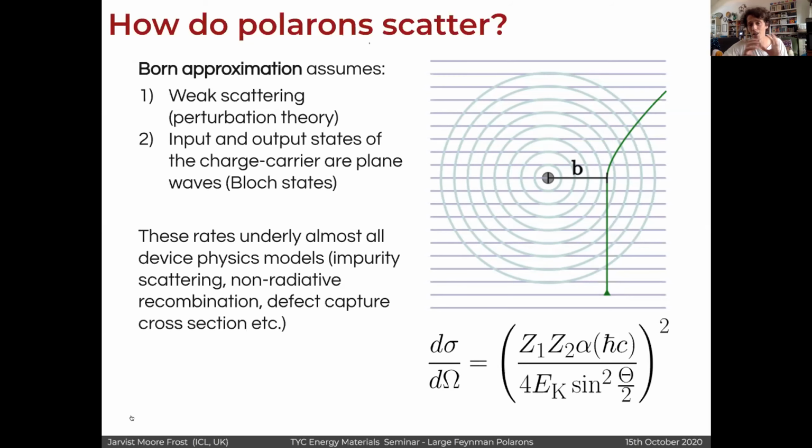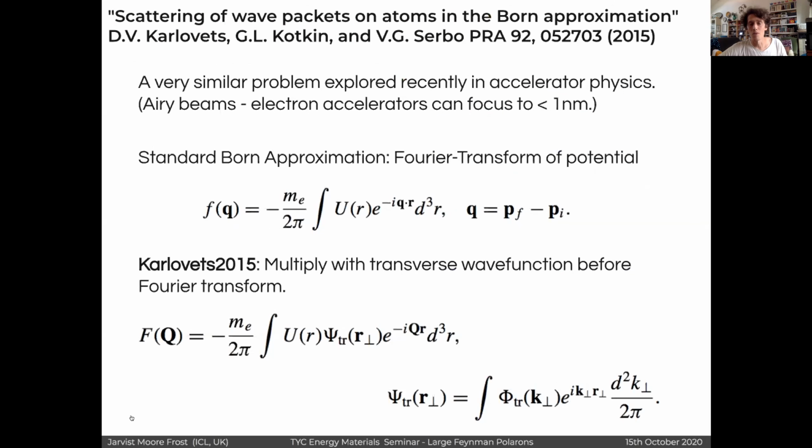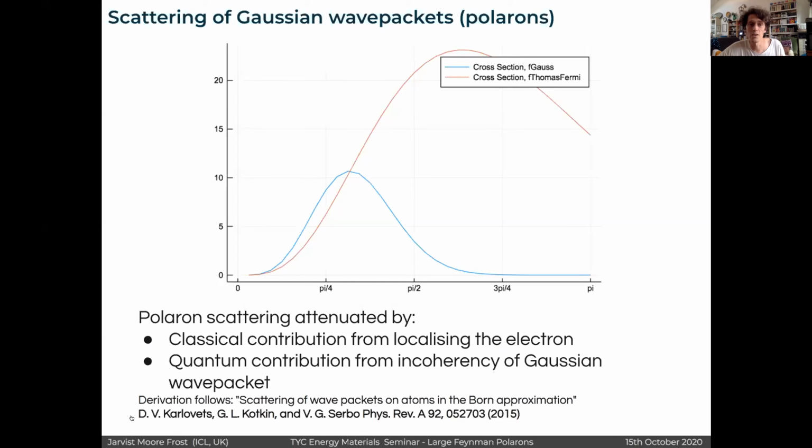And of course, if you have a highly localized polaron state, it doesn't look like a plane wave. Luckily, this problem has turned up previously in the context of accelerator physics, where they were trying to bunch electron beams and make them quite localized in a Gaussian wave packet. The addition that you need for your Born approximation is you basically just put in your transverse wave function, so your envelope function, before you do the Fourier transformation to calculate the scattering rate. If you put this in, what you see is that suddenly polarons will scatter differently to Bloch states.